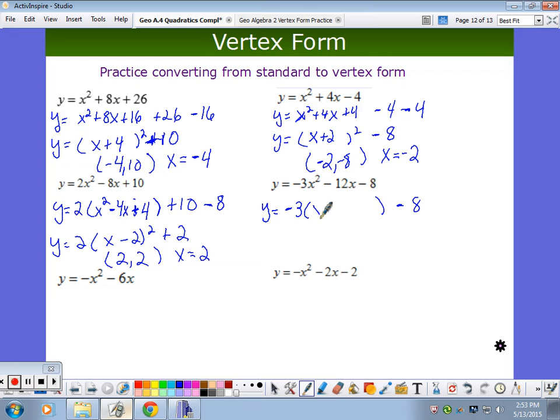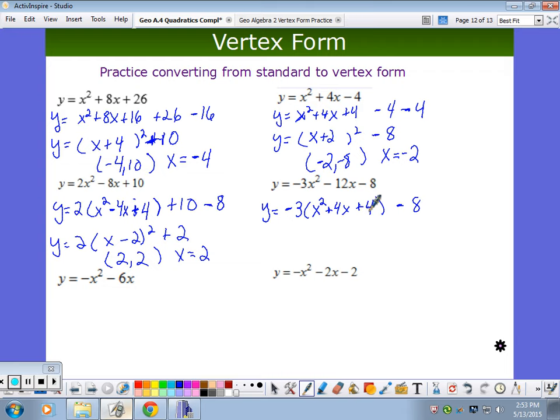Factor out the negative 3 with this one, you're left with x squared. Now be careful. When you factor out a negative 3 out of negative 12, the sign changes, doesn't it? Yep. And it's 4x. Go backwards, right? They're equal. Half it, square it. Half of 4 is 2, square it. I add 4 to my inside.